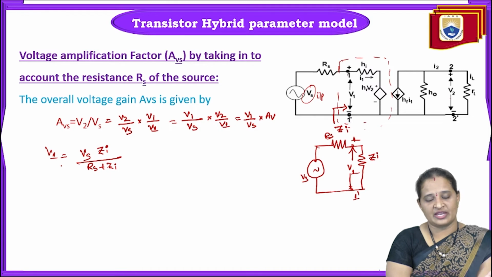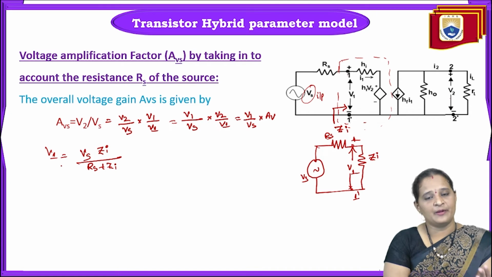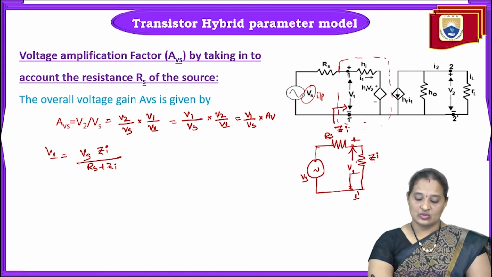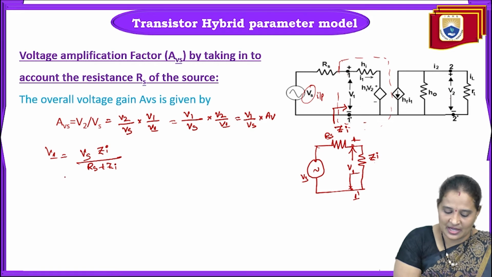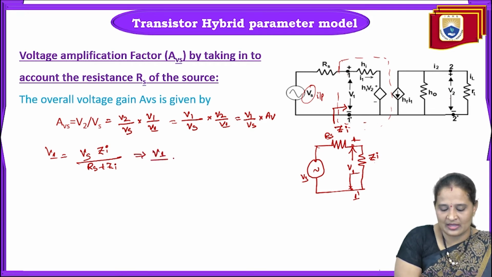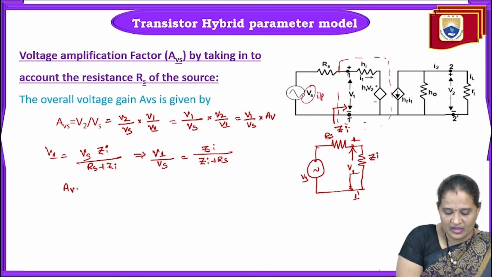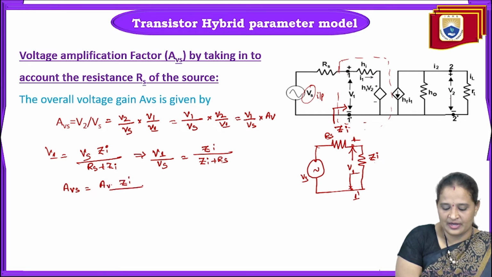The voltage drop across any resistance is given by the input voltage into that resistance divided by the total resistance. That resistance is Zi, because I am finding V1, the voltage drop across Zi. So V1 is Vs into Zi divided by Zi plus Rs. From this, V1 by Vs equals Zi divided by Zi plus Rs. Now substitute this in the above equation. So AVS can be obtained as AV into Zi divided by Zi plus Rs.